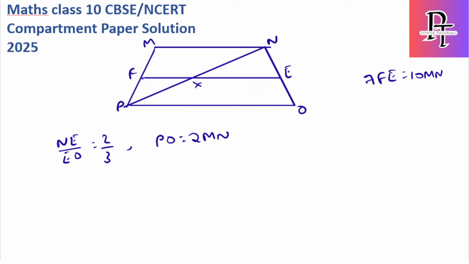Let's solve this. First I want to get FE. The FE value is nothing but FX plus XE. So if I get FX and XE in terms of MN, then I can easily solve this question. So first I need to get these two.